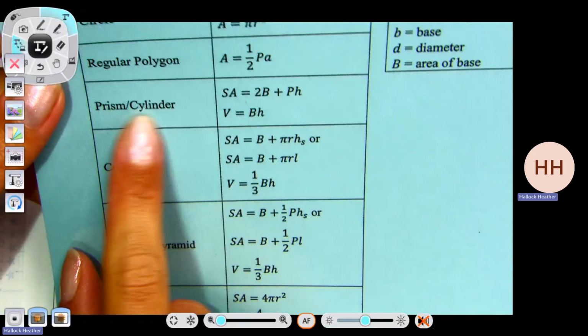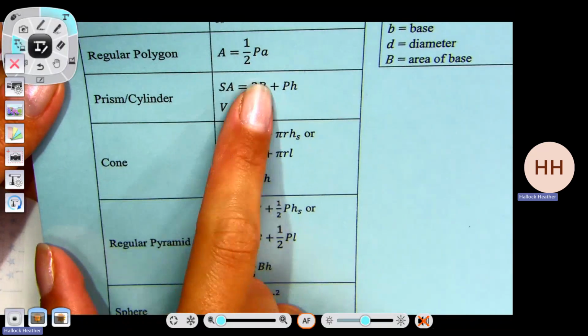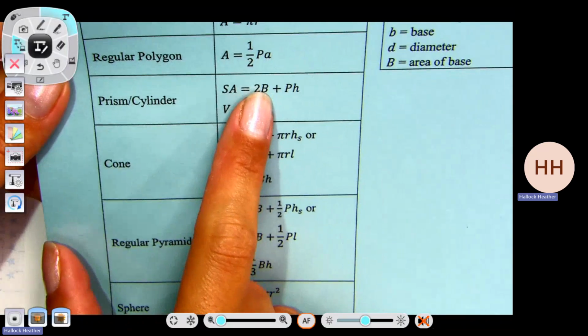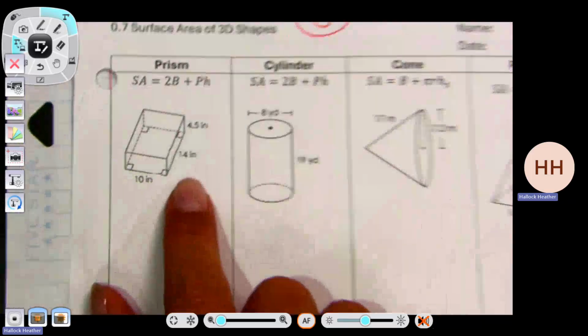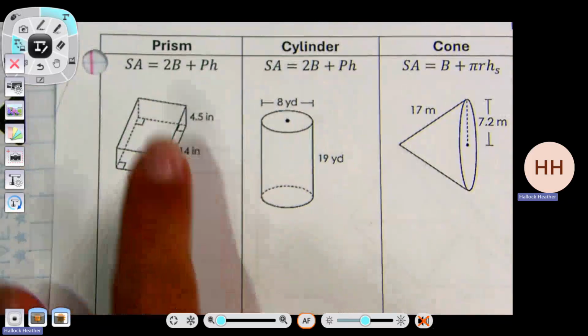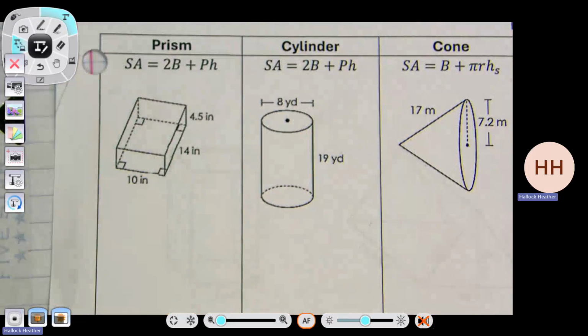For a prism and a cylinder, they're both in the same section for volume. They're both in the same section for surface area. They have the same formulas, okay? So they are together. So we're going to start with a prism. A prism's surface area is made by 2B plus Ph.